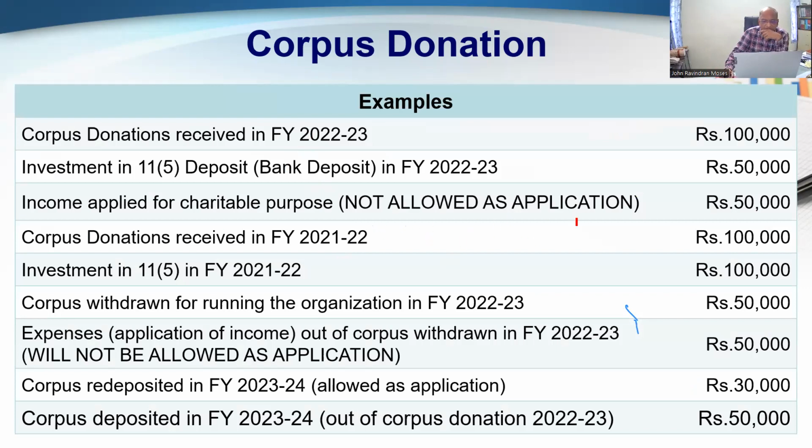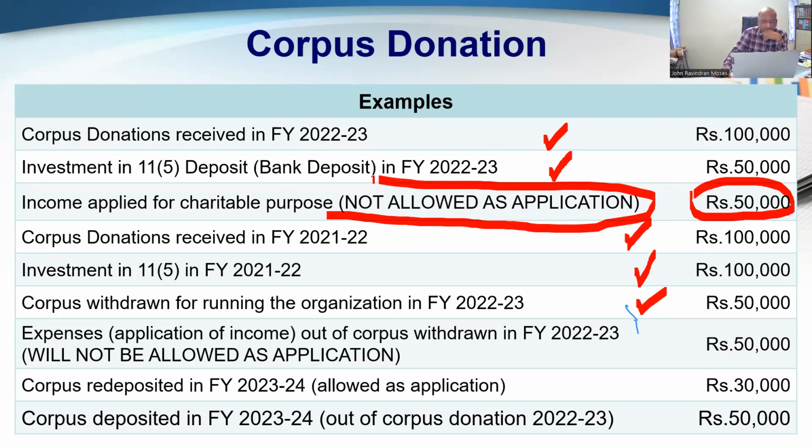Let's take first 21-22. In the year 21-22, the corpus donation received is 1 lakh, and they have put the entire 1 lakh in 11.5. So they are eligible for corpus donation. And in the financial year 22-23, they have withdrawn 50,000 rupees. And again in 22-23, they received a 1 lakh corpus donation. They are able to put only 50,000 rupees in FD, 11.5 mode. The balance 50,000 rupees they used for running the organization, but that will not be allowed as application, because application out of corpus will not be allowed.